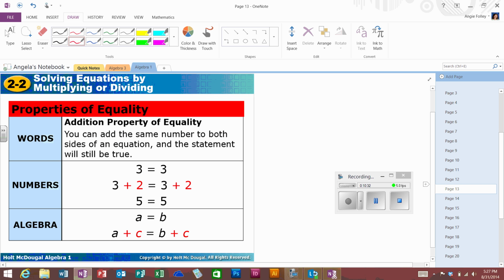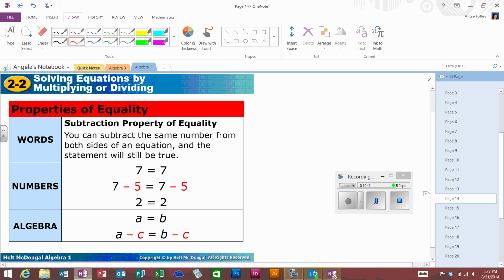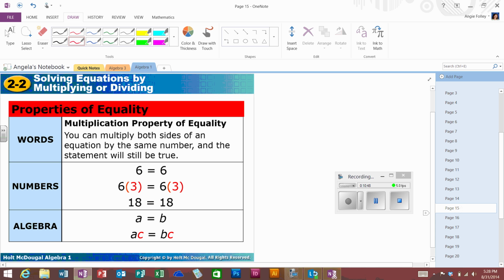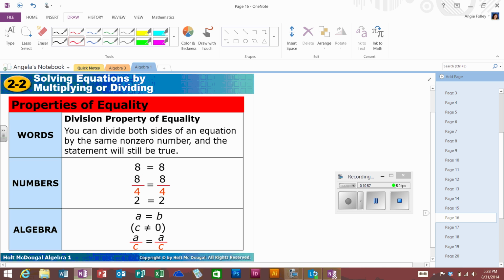So a review of what's going on here. We had the addition property last lesson, which said if we add something to one side, we have to add it to the other. We also said if we have something subtracted from one side, we also have to subtract it from the other. Now with multiplication, if I multiply one side by something, I have to multiply the other side by the same number. And if I divide one side by a number, I have to make sure I divide the other side by the same number, okay?